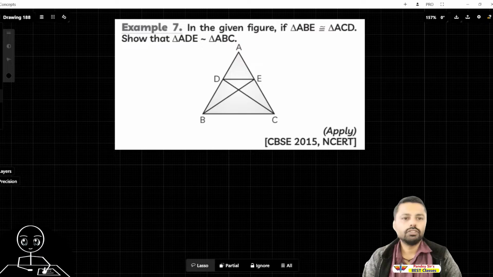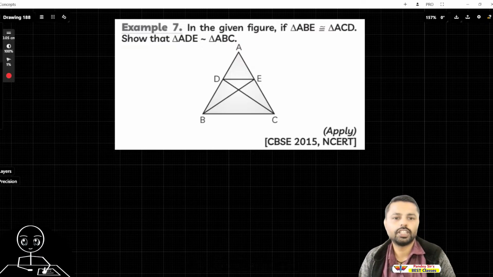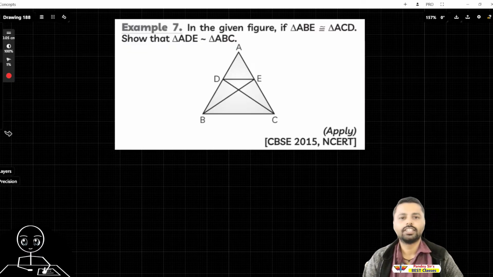So in the given figure, AB is congruent to ACD. ABE. Oh, it's very easy, na? Try this one now. ABE is congruent to ACD.